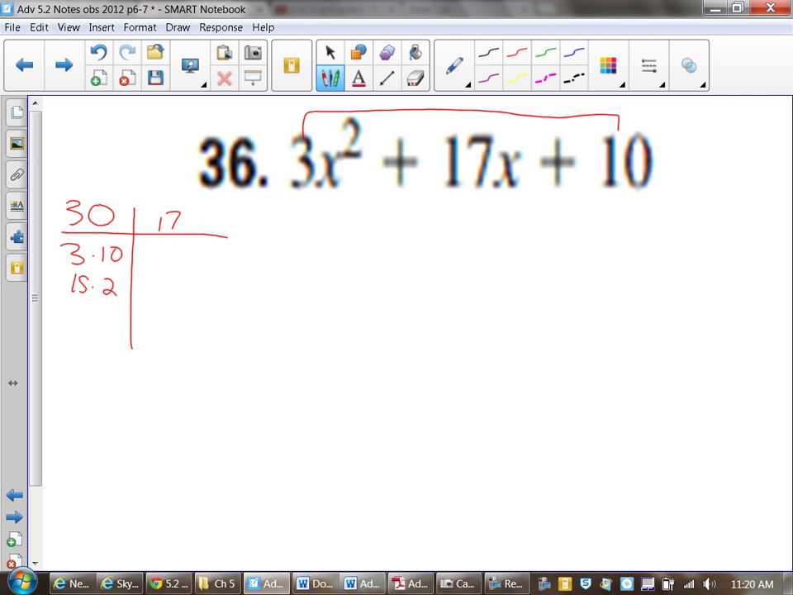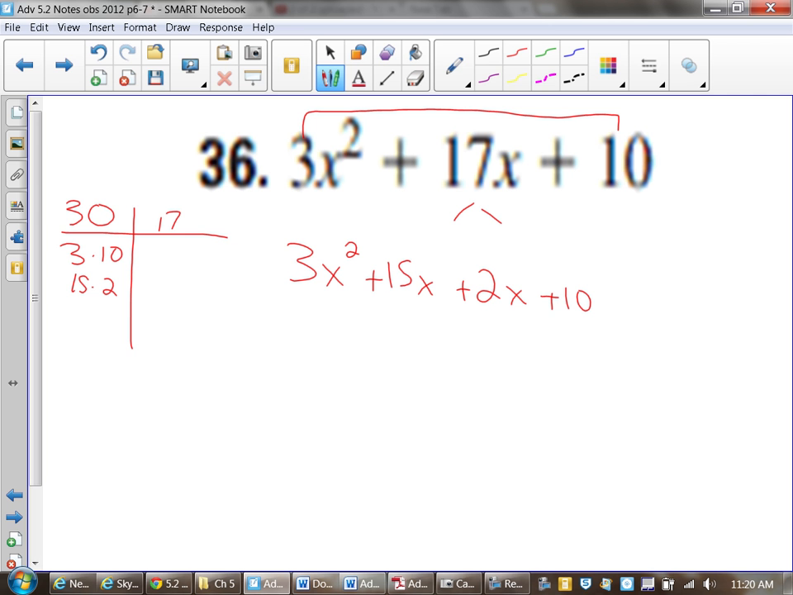So now it's just a matter of what I call factor by grouping, or split middle term. 3x squared plus 15x plus 2x plus 10. Does it matter which one I put first, the 15 or the 2? No. Makes no difference at all. One suggestion I will make is that if your signs are alternating, one's positive, one's negative, put the negative one first. It's a little bit less messy.